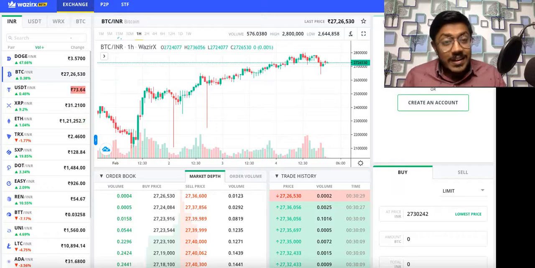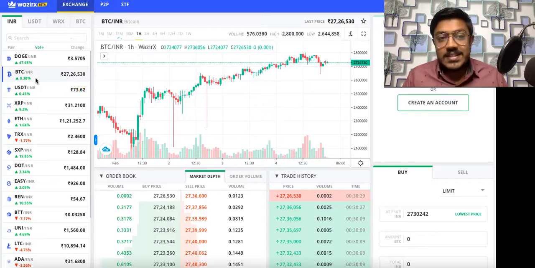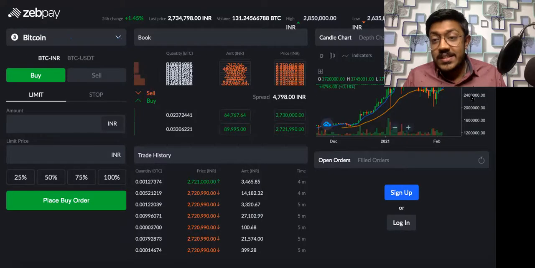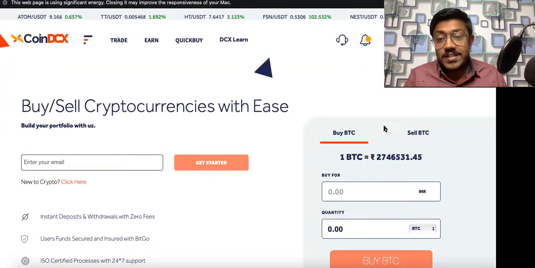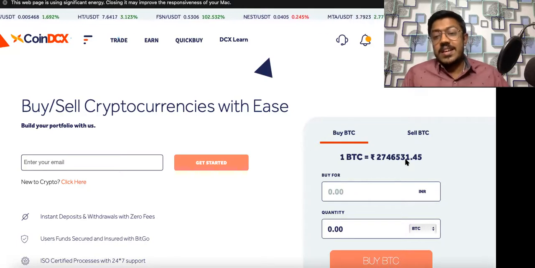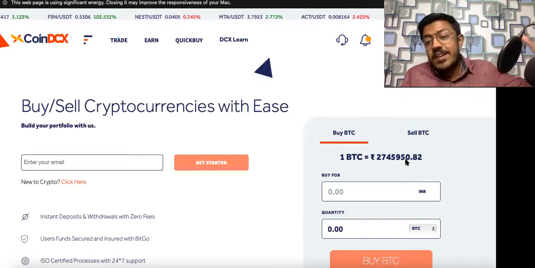Do not believe me? I will show you live here. Right now, you can see that the price of one BTC is 27 lakh 26,530, and this is the live chart that is going on. If I go to some other exchange, like here, it is 27 lakh 34,000 right now. And let's say I go to the third exchange, where it is 27 lakh 46,531. Now this difference right now is a little bit minimal, but these differences go up to 60, 70, 80,000 rupees per day.